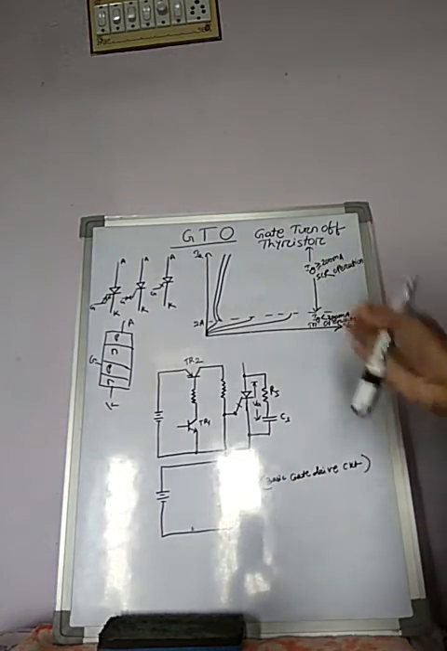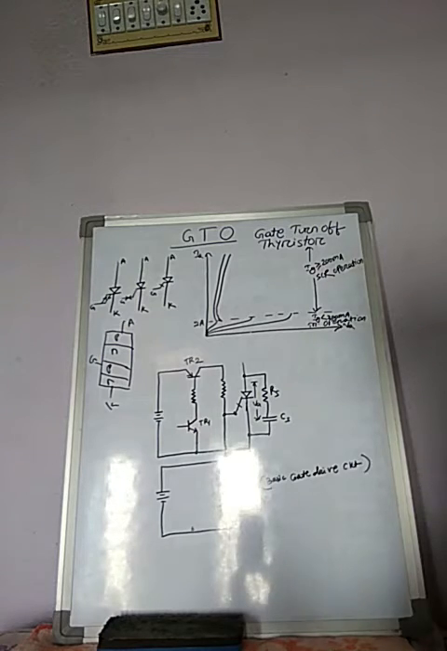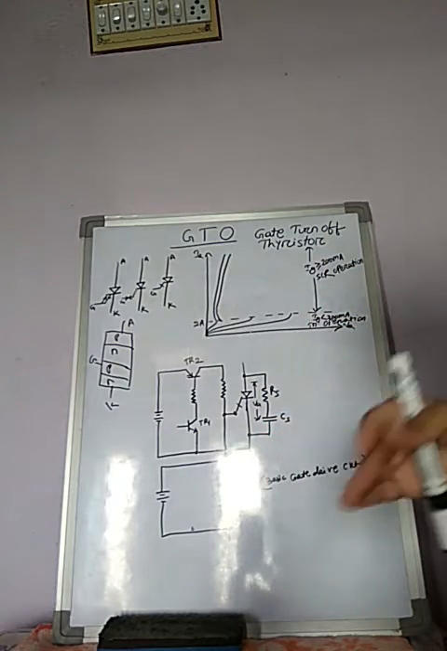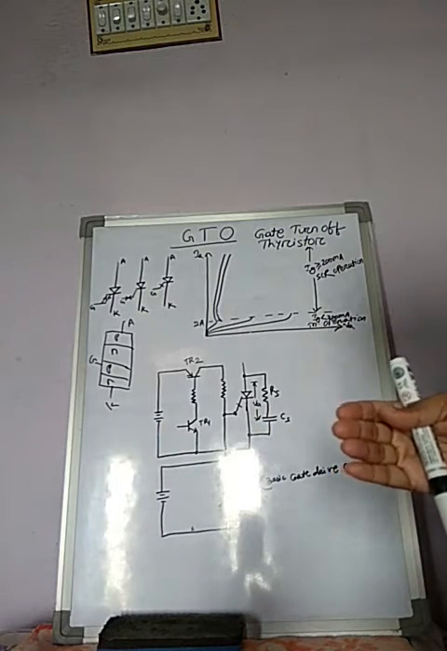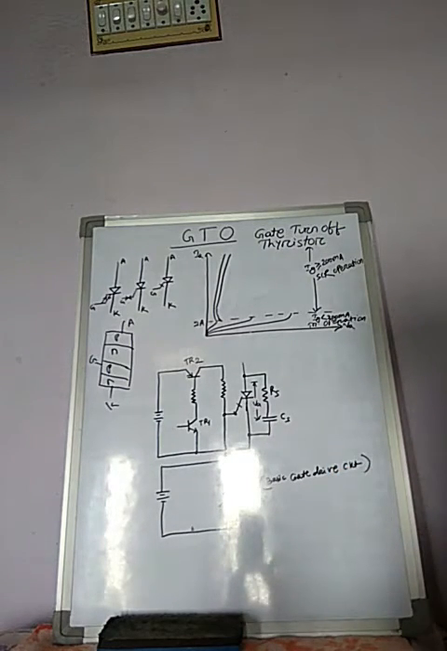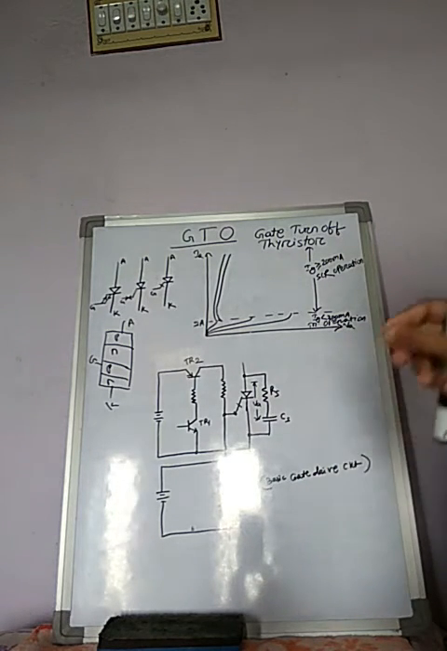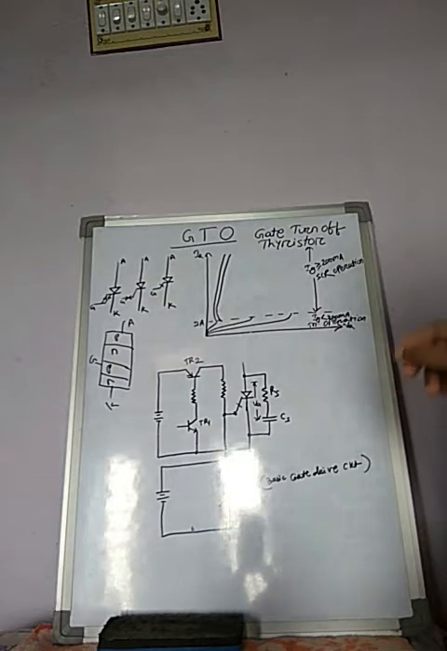In these applications GTO is used, meaning GTO is the more efficient and appropriate device. GTO means gate turn off thyristor, so it can be easily turned off by a negative gate pulse of appropriate amplitude.